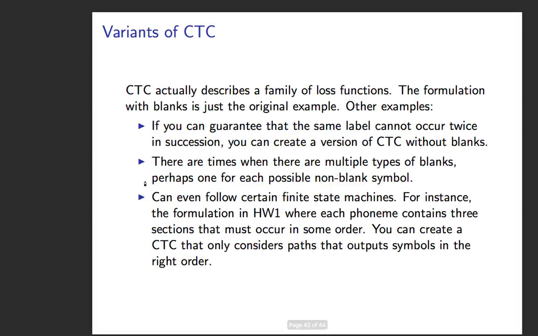This version of CTC is the one that shows up in the paper, but CTC itself is actually a family of loss functions. We could make it follow many different rules, not just the one we've mentioned with skipping the blanks and whatnot. You could have no blanks if you want; we just have a different recursive relationship. You can even follow certain state machines. For instance, in homework 1, we had 3 different parts for each phoneme, and you have to go through part 1 of the phoneme, then part 2, and then part 3 for it to actually count. We can make a recursive relationship that enforces this.